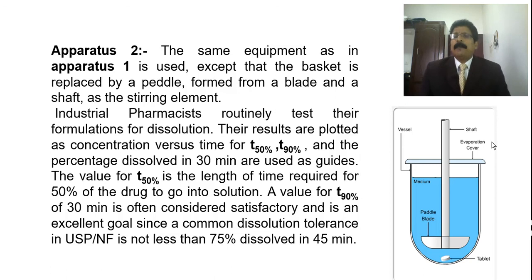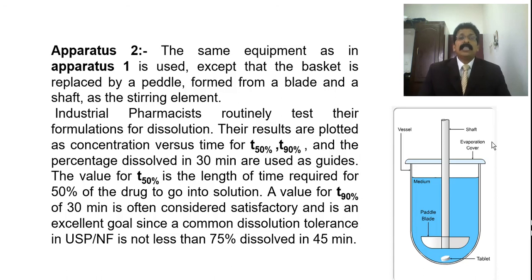This is a blade with a paddle which can be used for this purpose, and there is a specification also given by the monographs of the IP, the BP and the United States Pharmacopoeia. That specification will be followed. Except that the basket is replaced by the paddle, formed from the blade and the shaft, which is the stirring element.